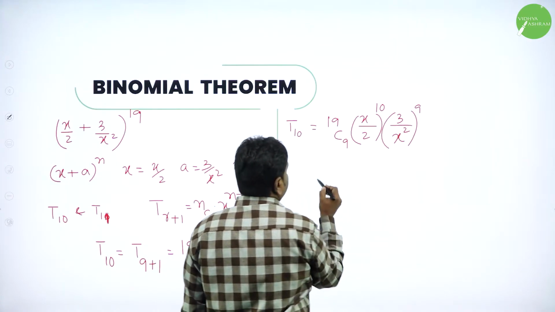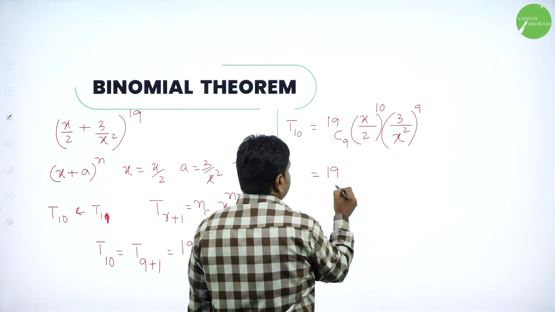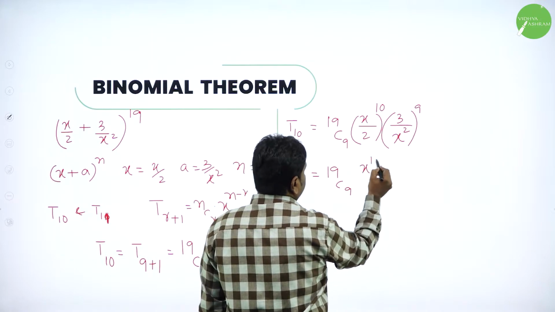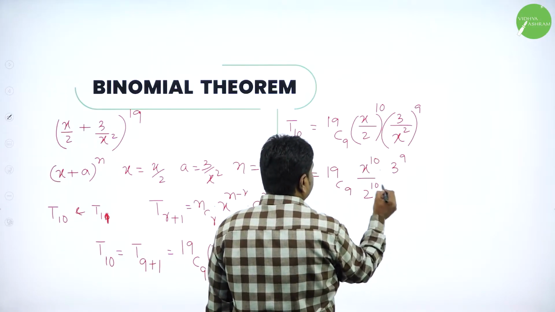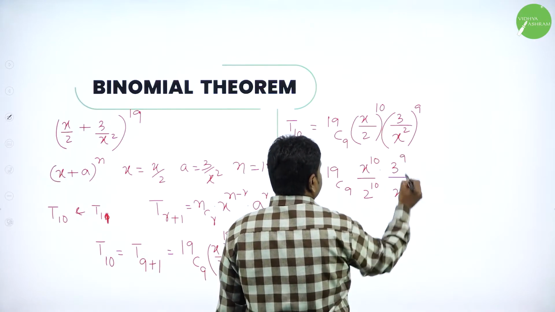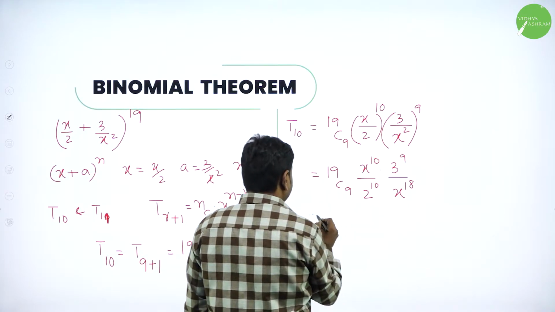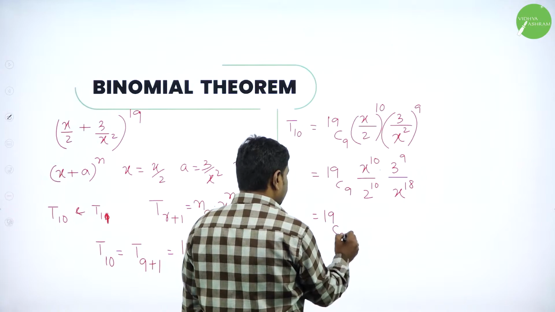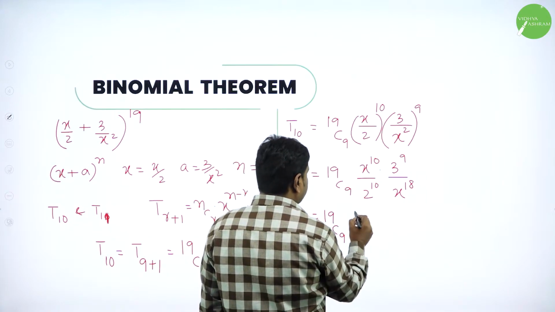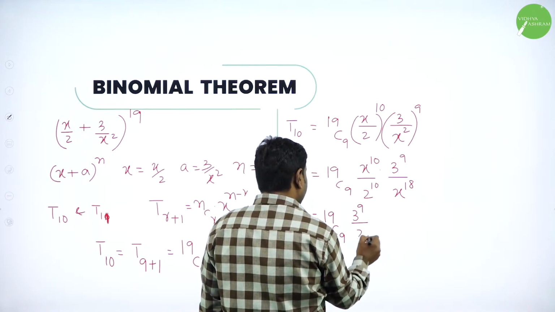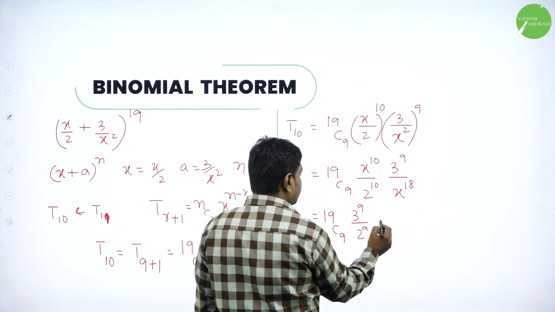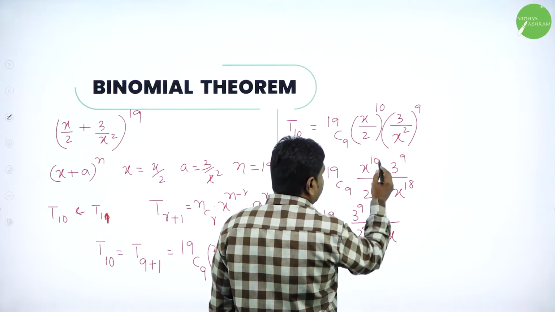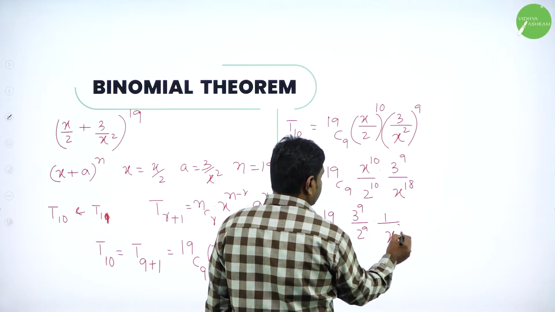Simplify this. It will be 19C9 x power 10 into 3 power 9 divided by 2 power 10 divided by x power 2 times 9, that is 18. Now further I will simplify. It will be 19C9, law of indices, 3 power 9 divided by 2 power 9, or (3 by 2) whole power 9 you can write. So transfer x power 10 to the denominator. It will become 1 by x power 18 minus 10, that is 8.